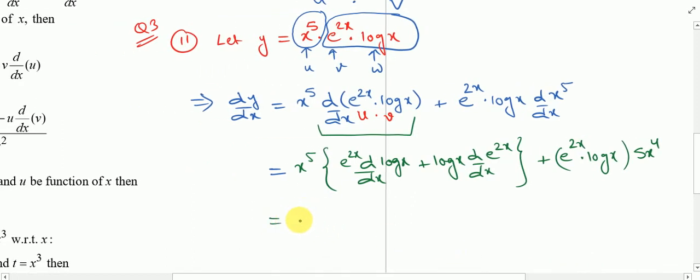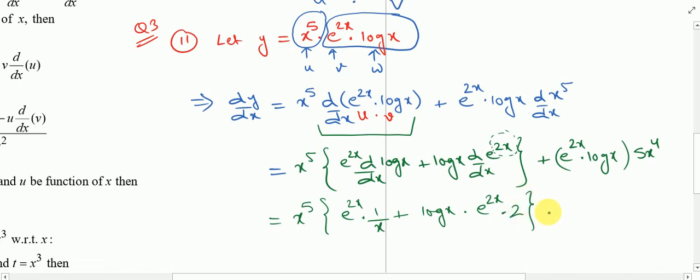In the next step, x to the power 5 e to the power 2x, differentiation of log x will be 1 by x, plus log x, differentiation of e to the power 2x. So firstly you think this whole thing as x, so you get same thing, e to the power 2x, then differentiate 2x, you will get 2. Close this bracket. So here 5x to the power 4 into e to the power 2x into log x.